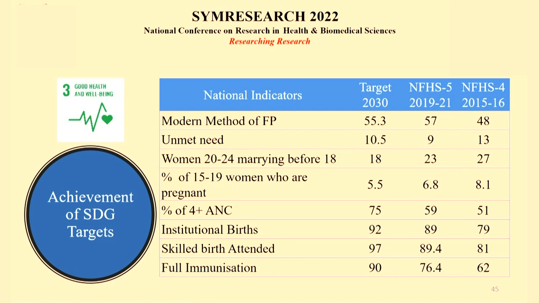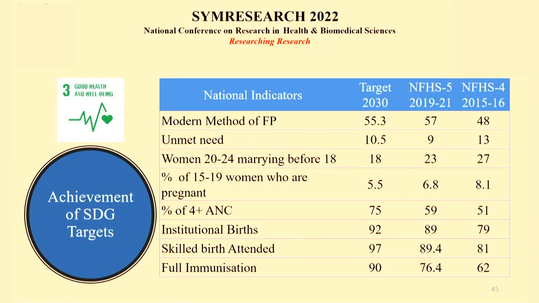4 plus ANC for entire maternal health, our progress is quite impressive from 51% to 59%. But we will have to go still a long way, requirement of 75%. But states like Bihar, Uttar Pradesh, Telangana, 5 or 6 larger states are creating real hurdle. Institutional births, look at that.